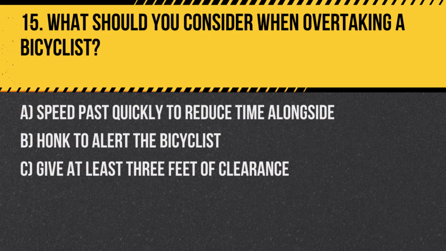Question 15. What should you consider when overtaking a bicyclist? A. Speed past quickly to reduce time alongside. B. Honk to alert the bicyclist. C. Give at least 3 feet of clearance.